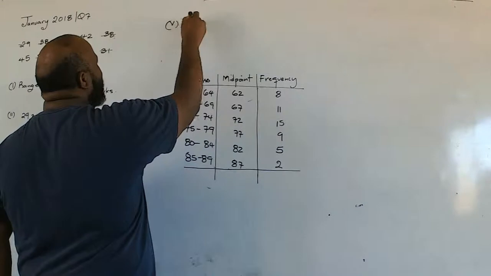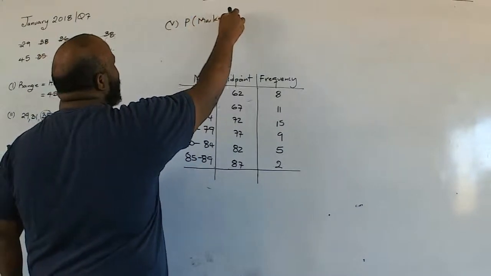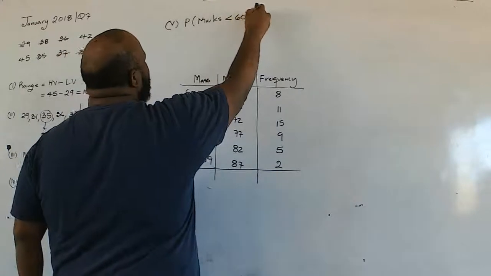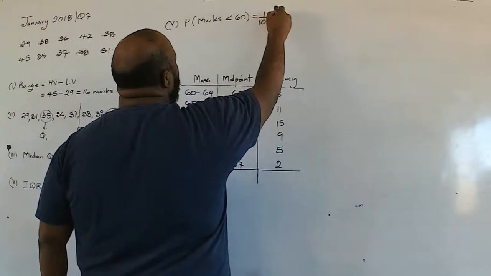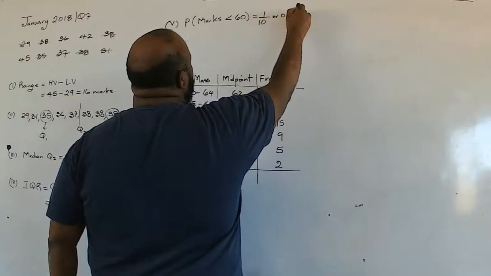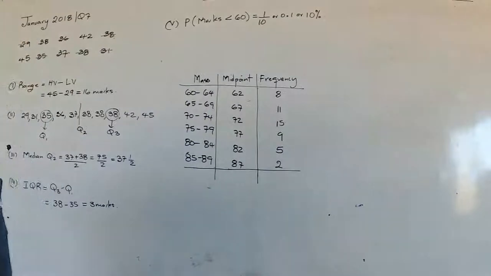The probability that the mark is less than 60 is equal to 1 out of 10, which is equal to 0.1 or 10%. So there's a 10% chance that if you select a student at random, that student is going to score less than 30 on the test.